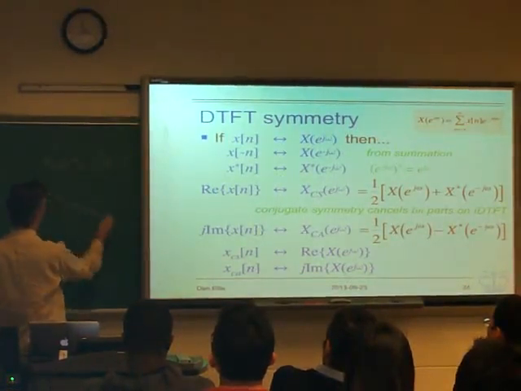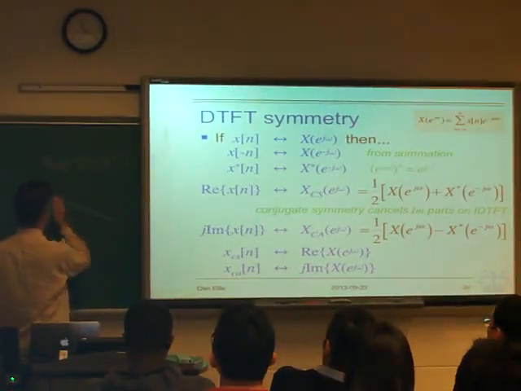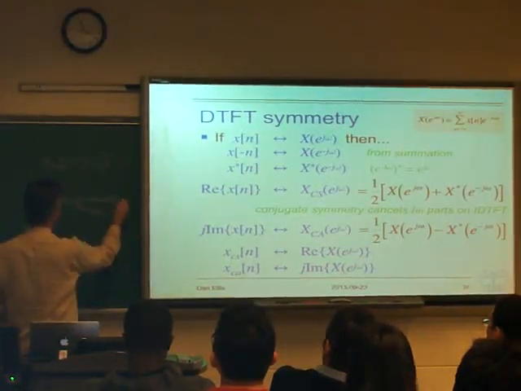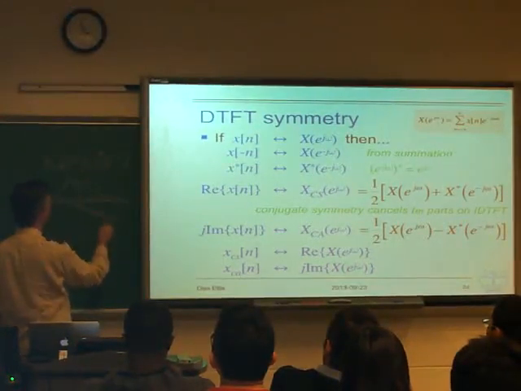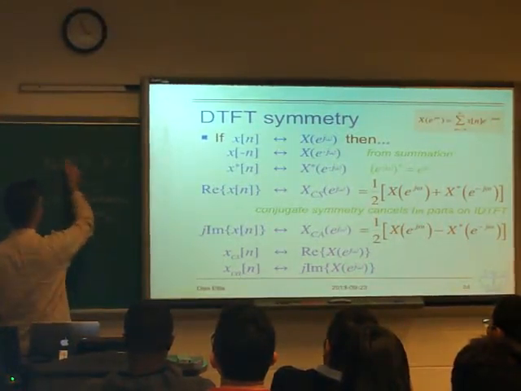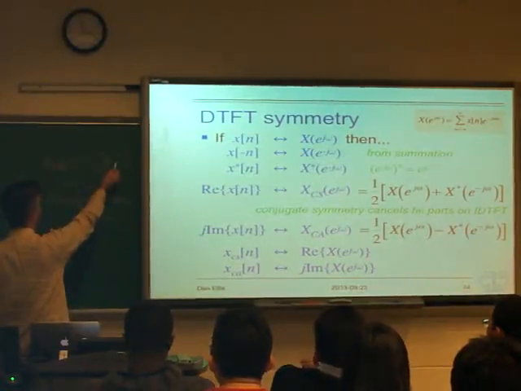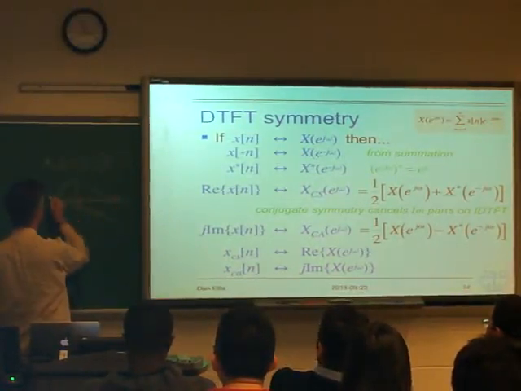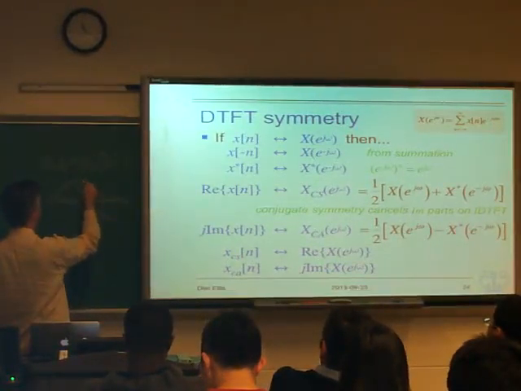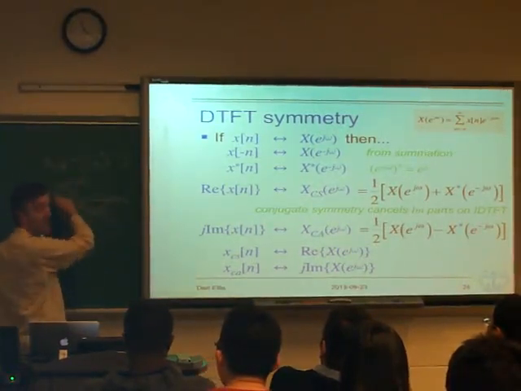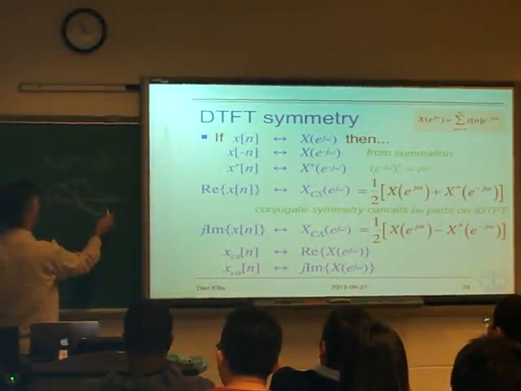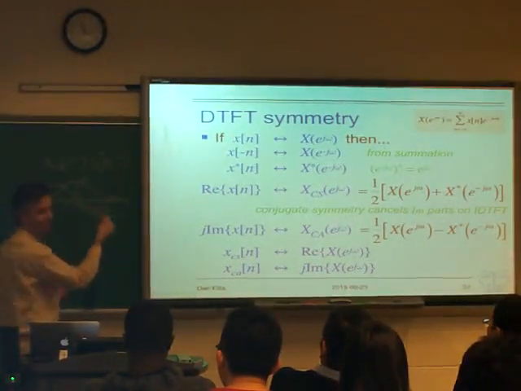So if we have our function of omega here, the real parts are going to be even, because the real part, the conjugate, is the same as itself. So it's saying that for plus omega, it's the same as minus omega. So this is the real part. And the imaginary part is going to be odd, because the conjugate of the imaginary part is going to be a negative of it.